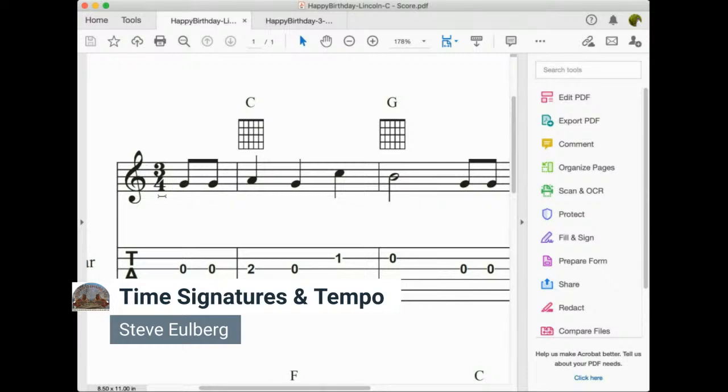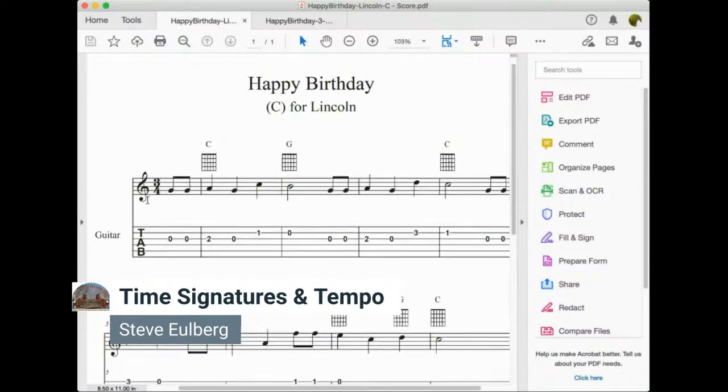The 3, 4, those numbers, it's like a fraction, but not the same as a fraction. It's a musical designation. The number on the top tells us how many beats in a measure we're going to have. The number on the bottom tells us which note we're going to count to get that number of beats.